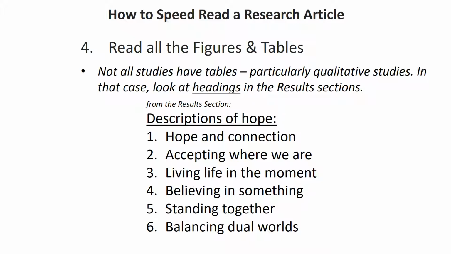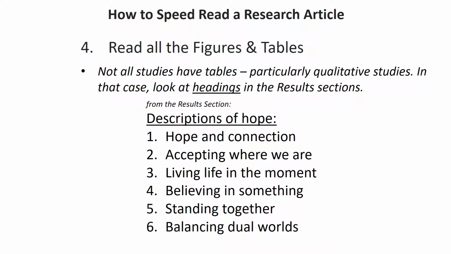What they do have, however, and this is what you would do if you don't see any other tables in a qualitative study, is you look at the headings for each section, subheadings in the results section. So they have descriptions of hope, and they have these following headings. Number 1, hope and connection, accepting where we are, living life in the moment, believing in something, standing together, and balancing dual worlds.